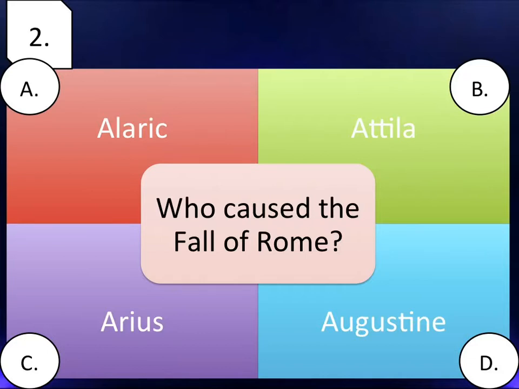Well, it was not Augustine. Augustine wrote about the fall of Rome in his famous book, The City of God, but he did not cause the fall of Rome. He was just south when it happened. Nor was it Arius. Arius was the famous starter of the heresy Arianism. Arius was from Alexandria. Arianism was the whole denial of Jesus' divinity, denial of the incarnation.